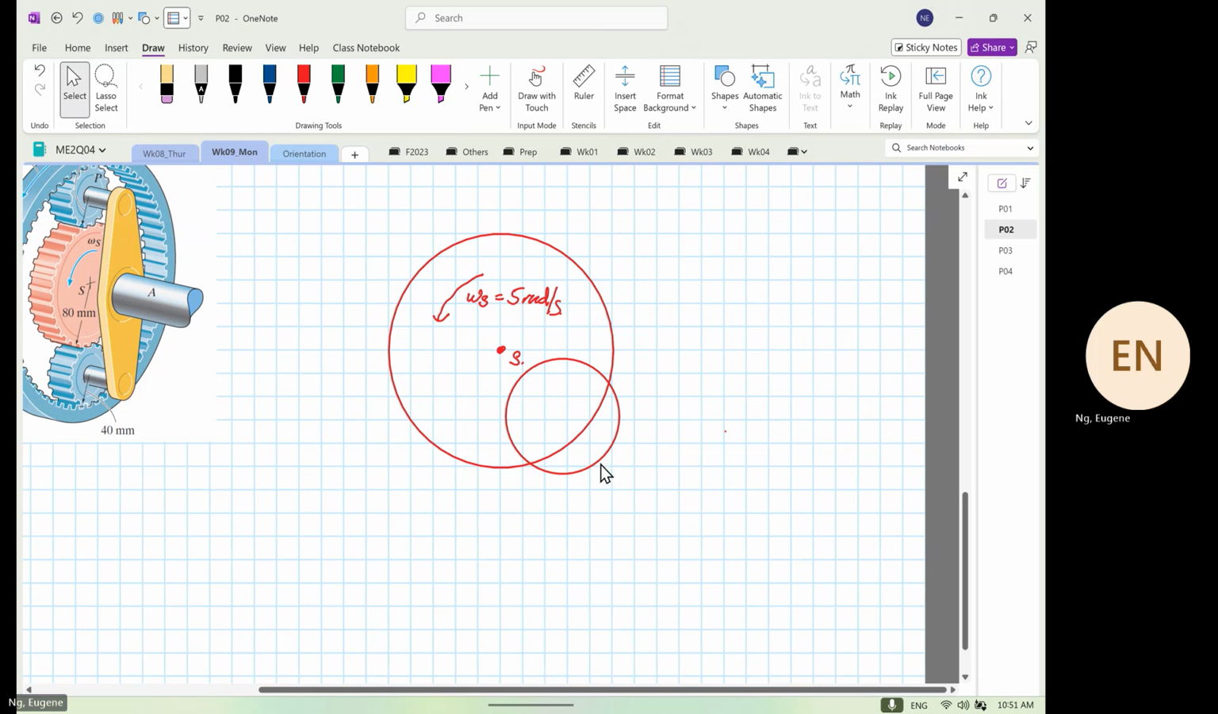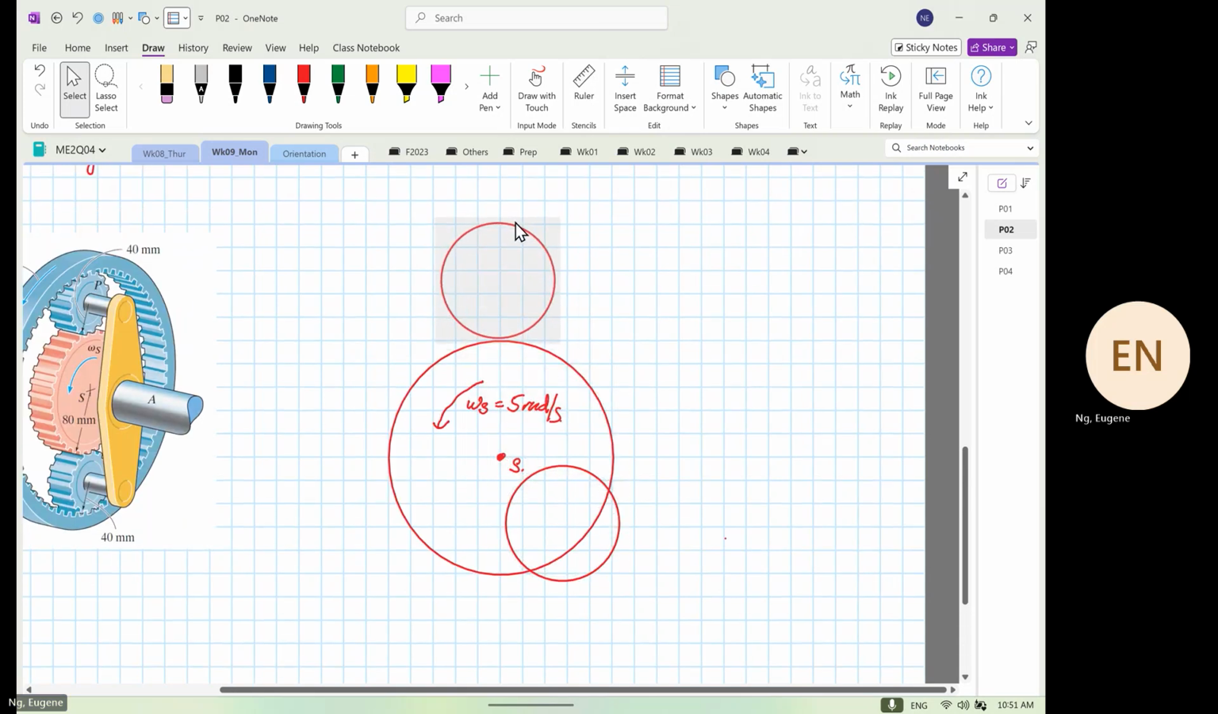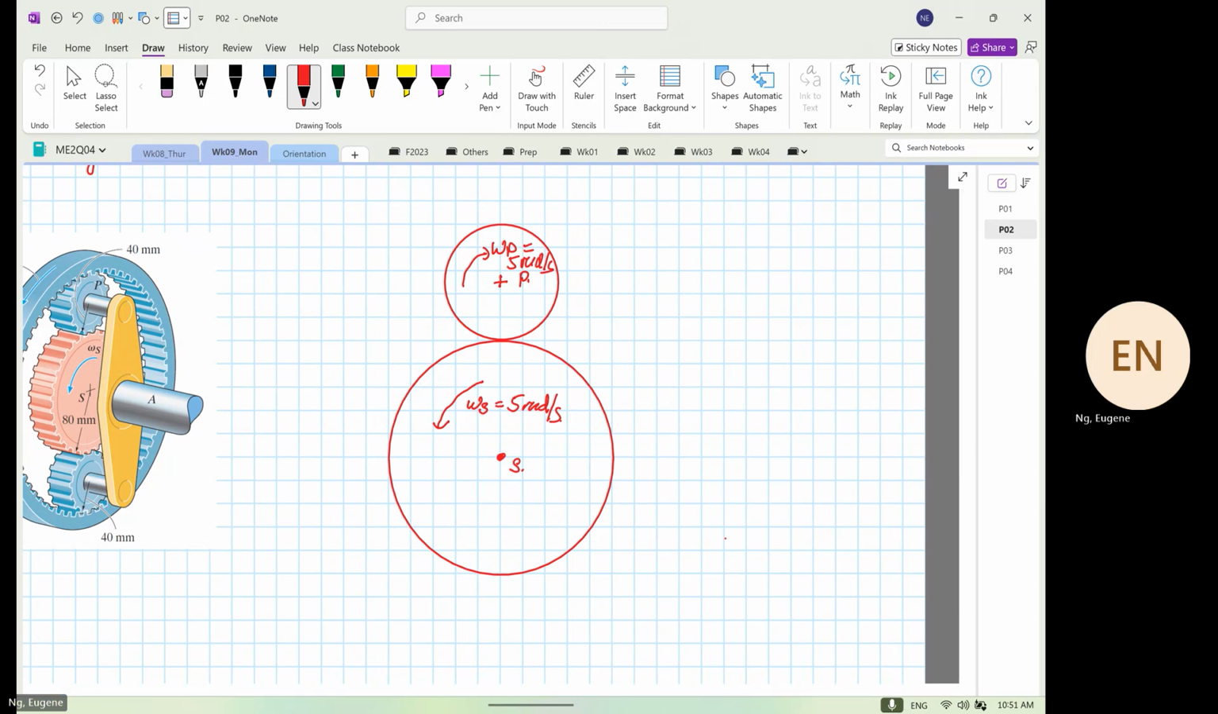And then we have the planetary gear, omega P, 5 radians per second. Now, where is the student that asked me this question? Why did you ask me that question? Right? And I was also very frustrated about the 5 radians per second. Okay, I was very frustrated with 5 radians per second.